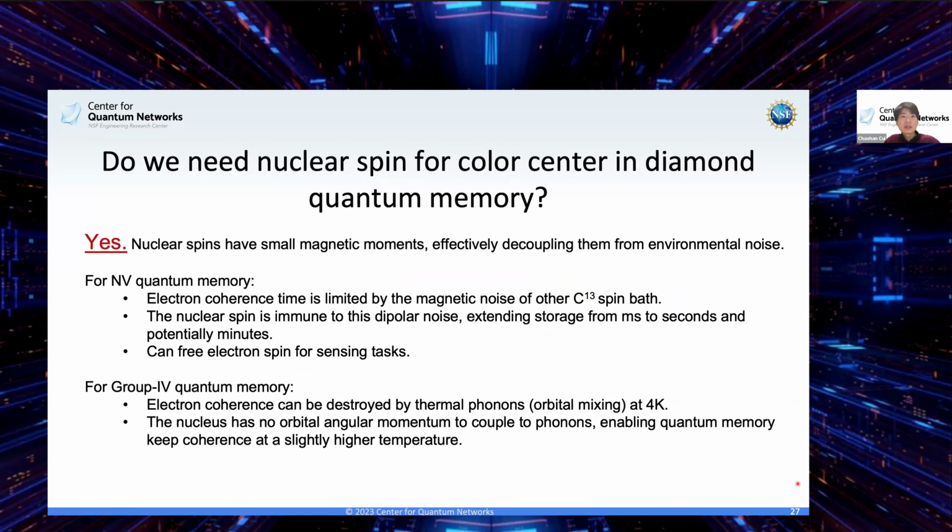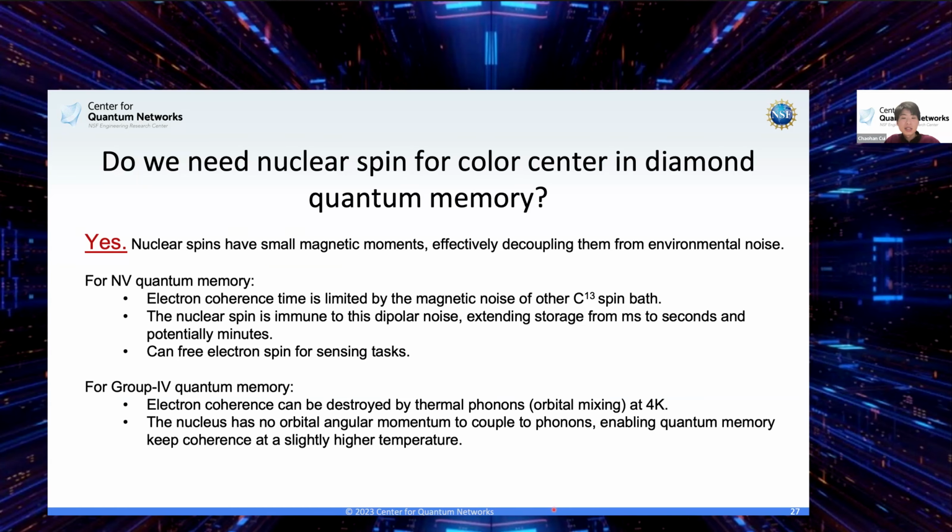However, if you transfer the qubit into your nuclear spin, then it's immune to other nuclear spins, because the coupling between nuclear spins is really small. And you can make the storage time from milliseconds to seconds and even to minutes. And also, you can free the electron spin for other tasks like sensing or doing another round of the entanglement generation.